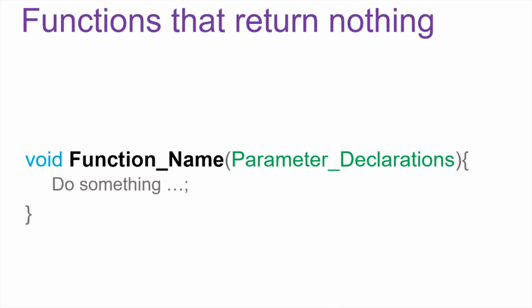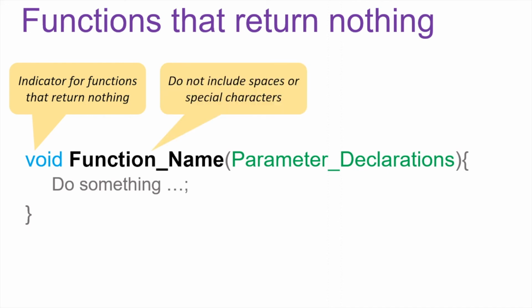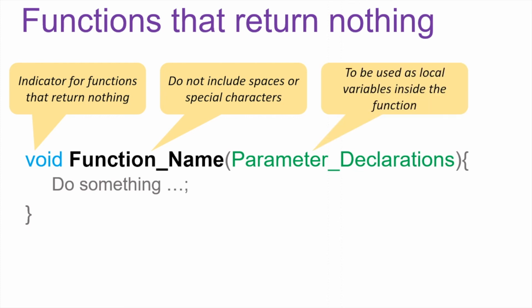What's happening in these two examples is they are defining a function, as you have seen, with this format. These are for functions that return nothing. The void is the keyword to define a function like that. And then you should have a function name, but remember not to include any spaces or special characters there.